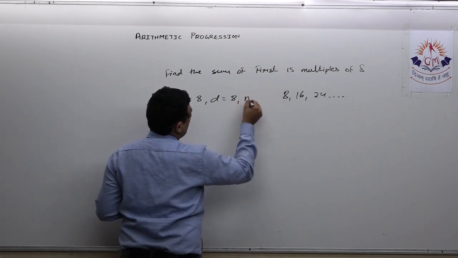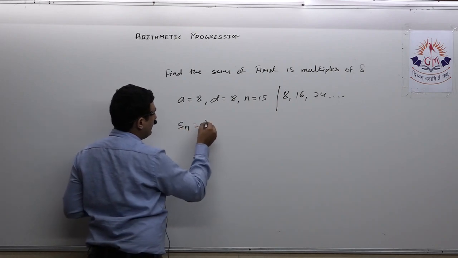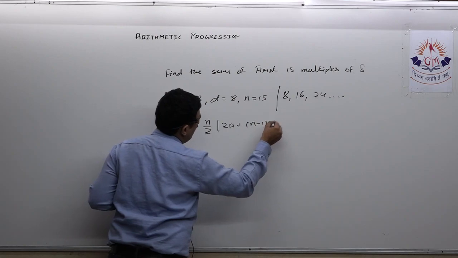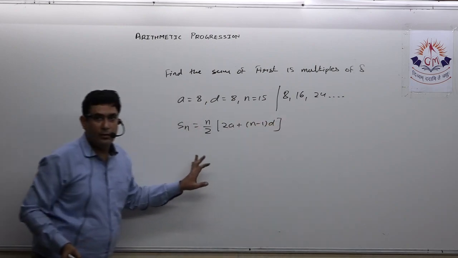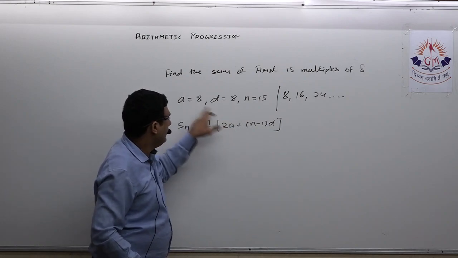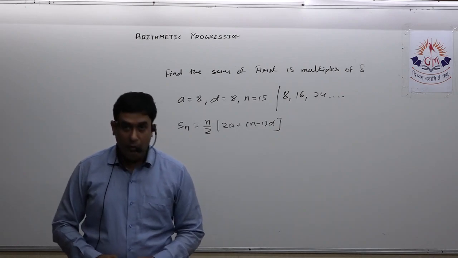Over here n is 15, the number of terms is 15. So simply applying the formula Sn equal to n by 2 into 2a plus n minus 1 into d gives you the sum of first 15 multiples. You have to put n equal to 15, a equal to 8, d equal to 8, and so on.